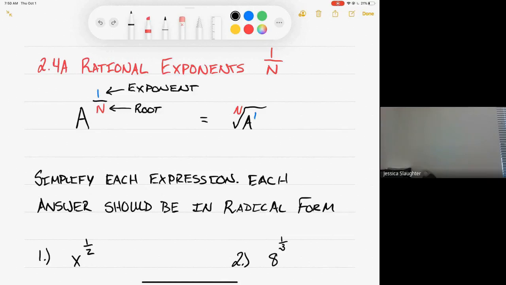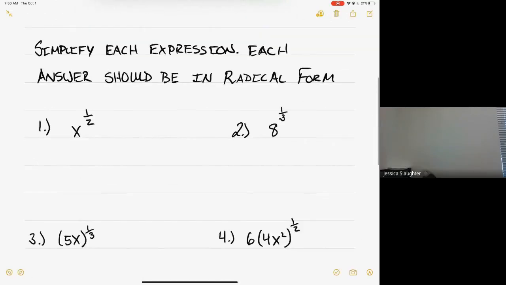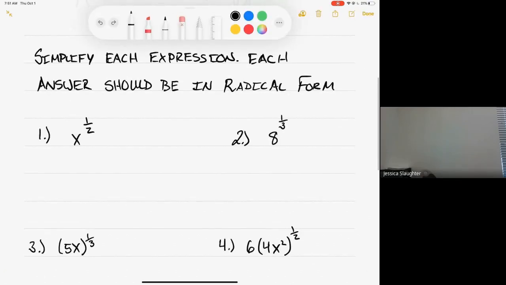So our job here is to simplify each expression. Each answer should be in radical form. Okay, we have 6 examples that we're going to cover. So, to simplify these expressions, again, we need to remember that our rational exponent has an actual exponent and a root.